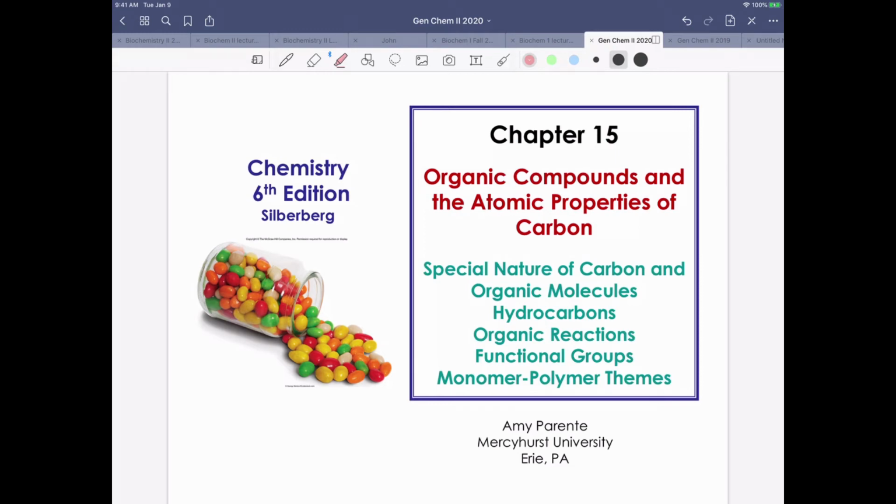So our last learning unit in Gen Chem 2 is going to be on organic compounds. We're going to focus on two main aspects of organic compounds. We're going to learn how to properly draw them, and then we're going to learn how to recognize functional groups that are present in organic compounds, because those functional groups are really what dictate physical properties and chemical reactivity.